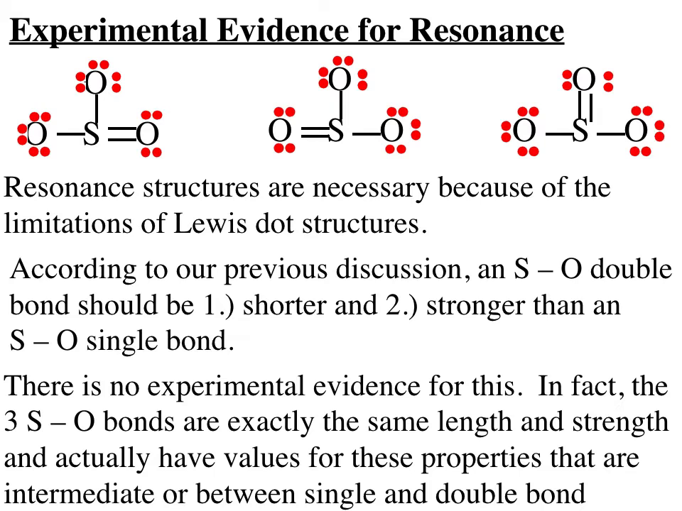They all, as a matter of fact, have exactly the same length, and these lengths are somewhere intermediate between what a typical sulfur-oxygen single bond and a sulfur-oxygen double bond are, and the energy to break them is also intermediate to the amount of energy it typically takes to break a true sulfur-oxygen single or double bond.